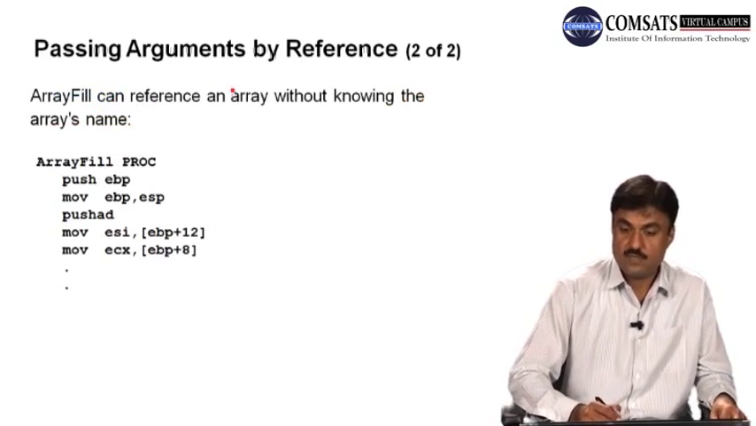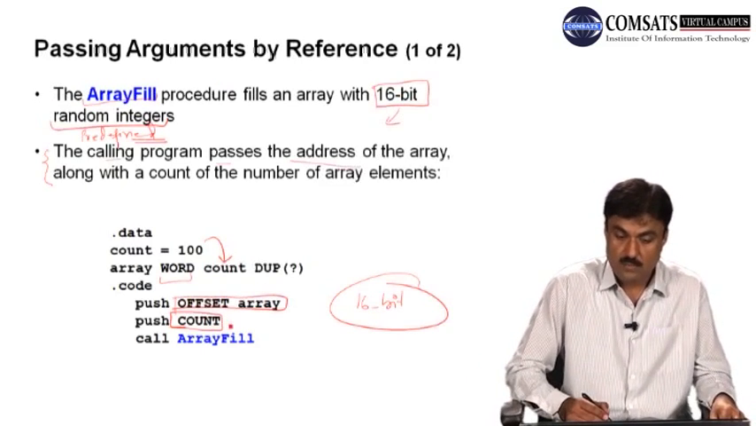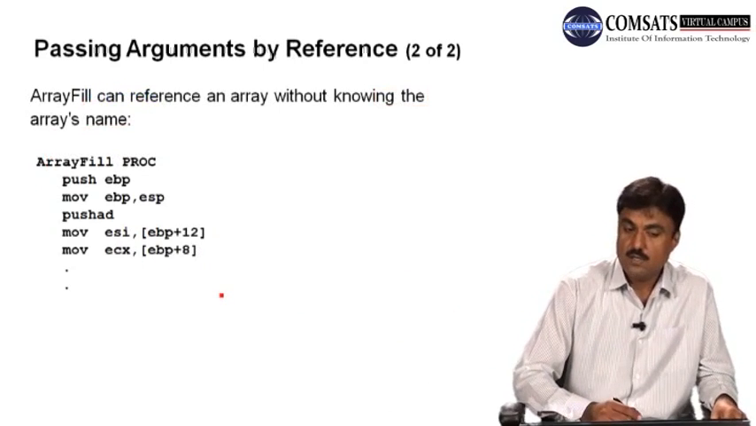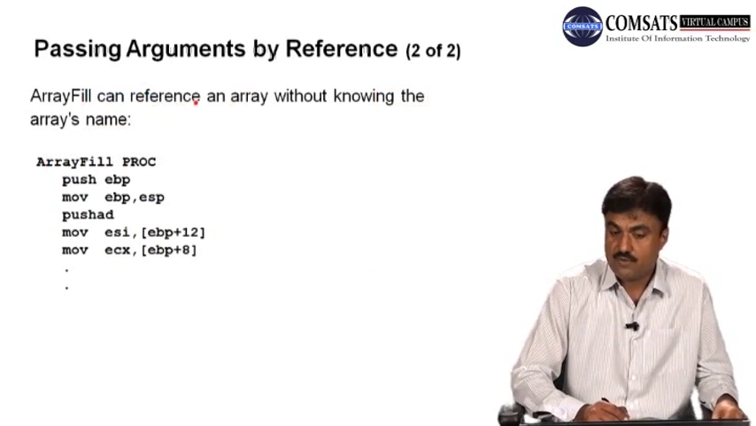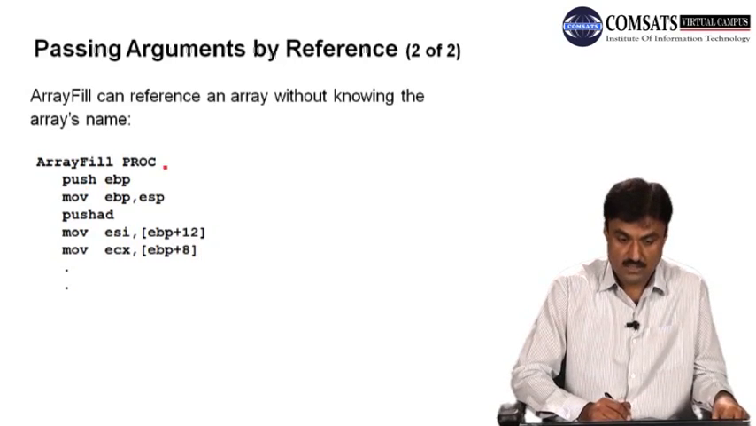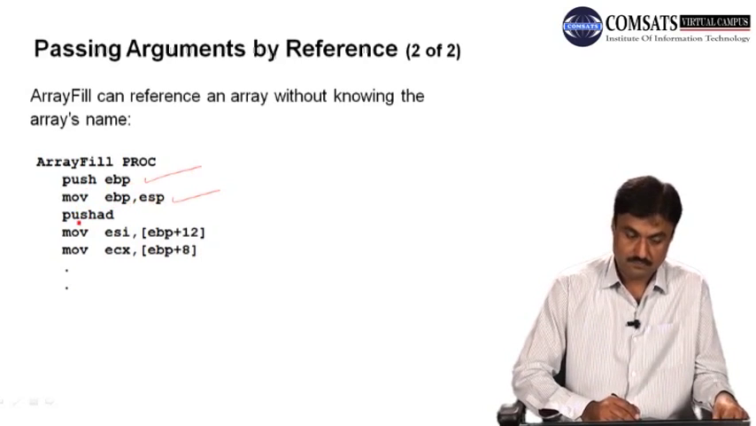Here you can see the example. We are passing the offset, or the address, on the stack. So array fill can reference an array without knowing the array's name. If you change the name of the array, it doesn't matter. Inside this procedure, EBP will be stored, and we use move EBP, ESP, the same as before.